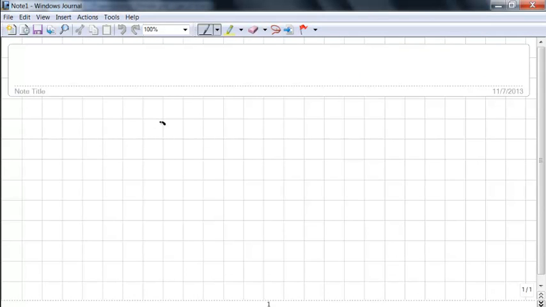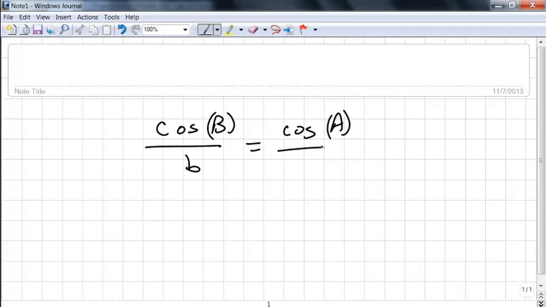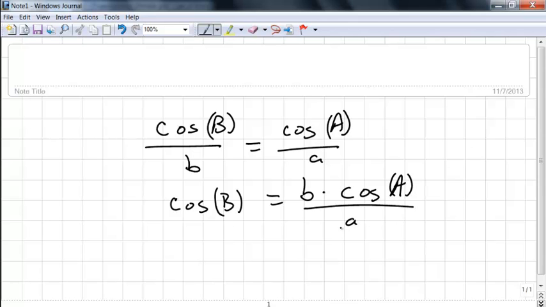So we have sine of angle B over b equals sine of angle A over a. And if we're trying to solve for angle B, we start by multiplying both sides by the length of side b. And then we're down to this situation. Oops, that's supposed to be sines. Excuse me. This is the law of sines, and these are sines here.